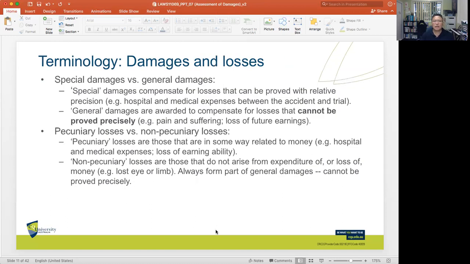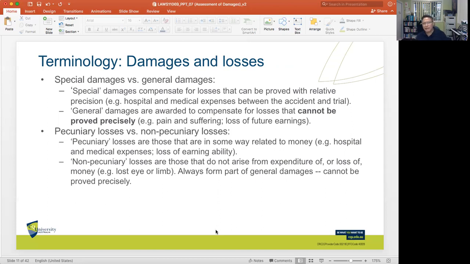Now, let's talk of some key terminologies when it comes to damages. There are two classifications. We talk of special damages versus general damages, and pecuniary losses versus non-pecuniary losses. These are often termed as part of heads of damages in tort law.